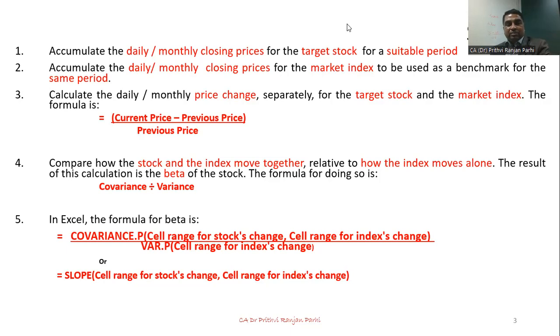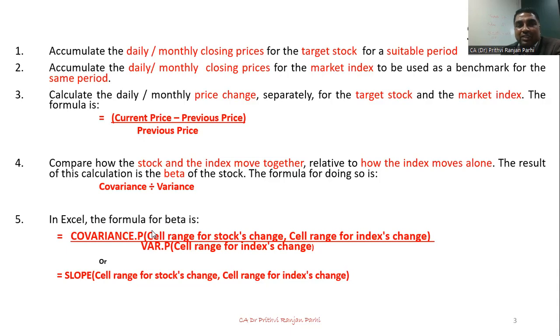Now next, once we know these returns, we'll be comparing how the stock is moving along with the index. That formula, as I told you, will be computing covariance divided by variance. How the stock and index move together is computed with the help of covariance, and how the index is moving alone is computed with the help of variance. So beta is the covariance divided by variance. In Excel, this formula will be useful.